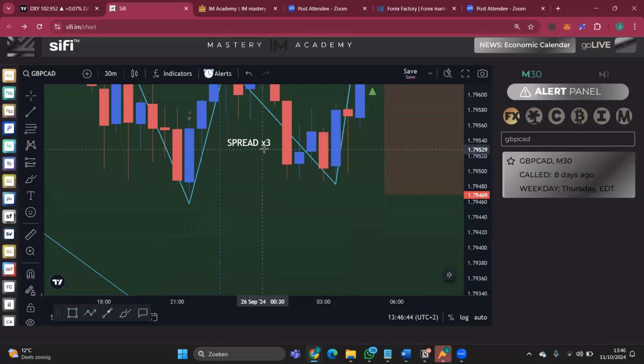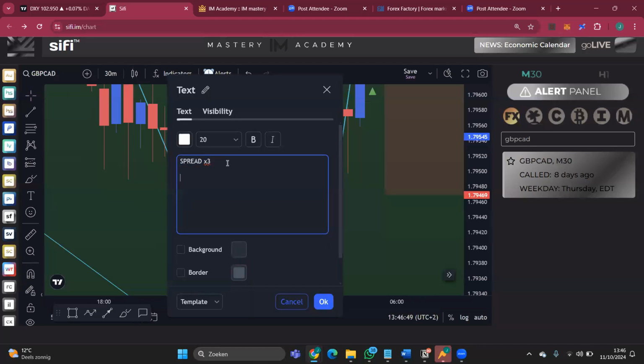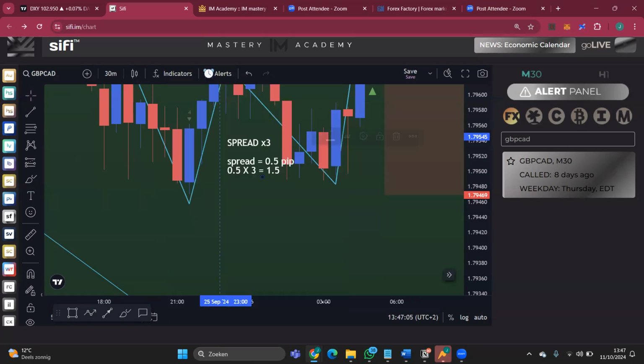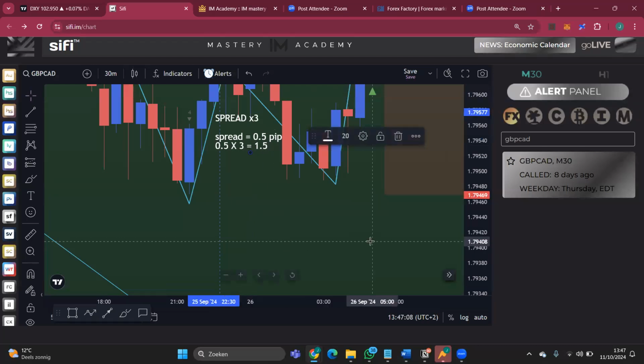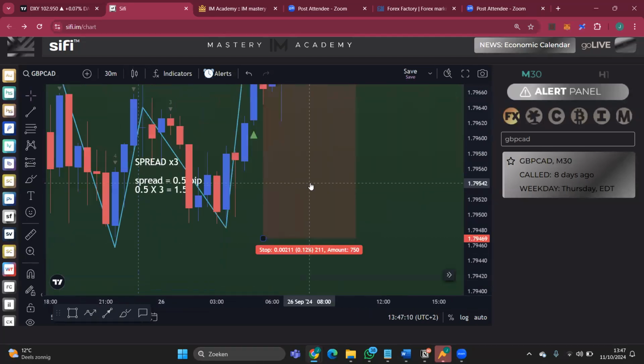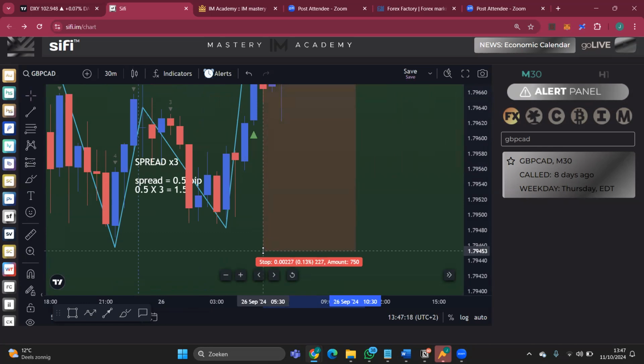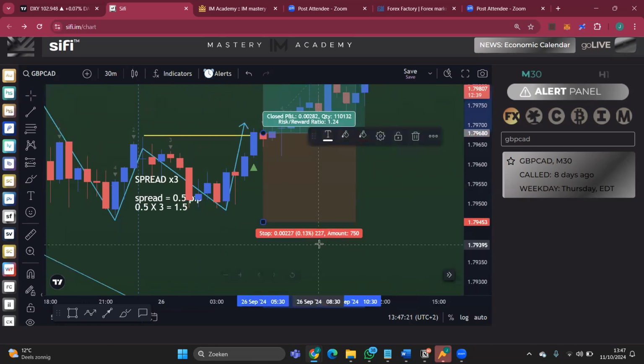If you don't know what the spread is, you definitely should go back to the basics. Your spread is, of course, the difference between buying and selling. But basically, let's just throw an example in here. Let's say your spread is 0.5 pip. We're going to do that times 3. 0.5 times 3 is 1.5. You're going to add 1.5 pips to your stop loss. In this case, we have a stop loss of 21.1 pips, so we're going to make that 22.6, somewhere right here. This will be our stop loss.